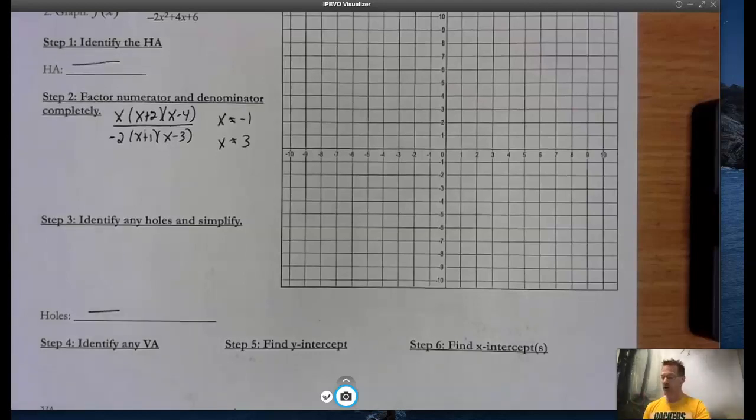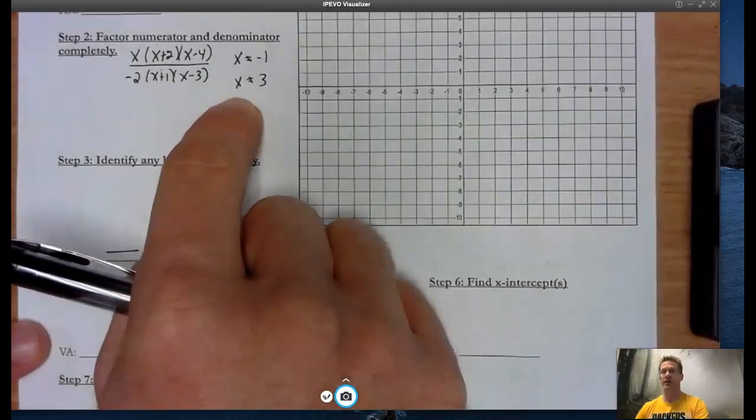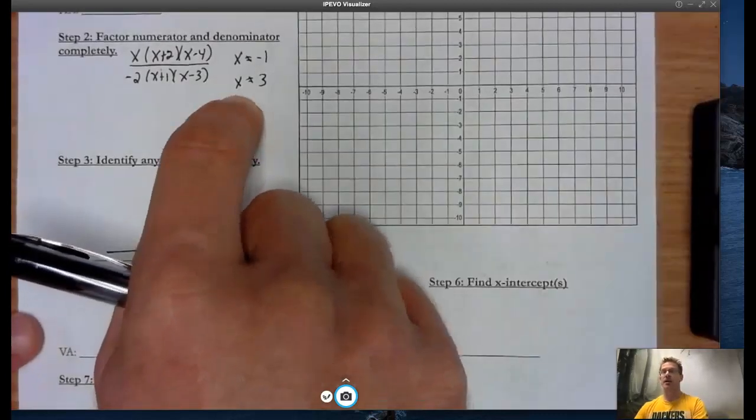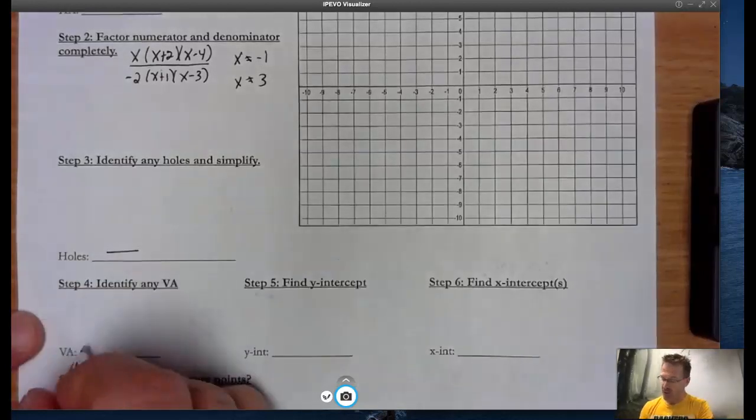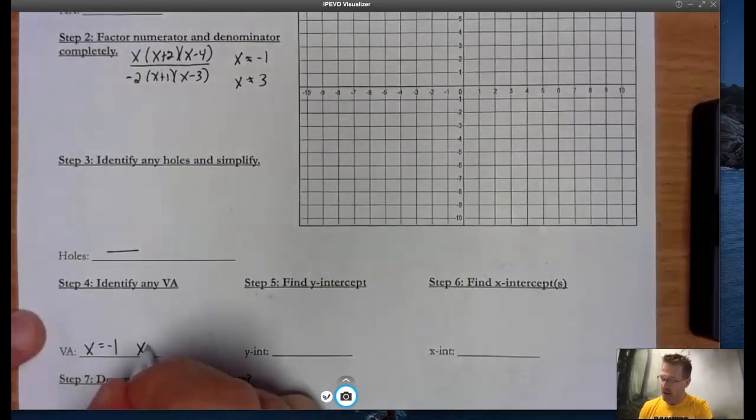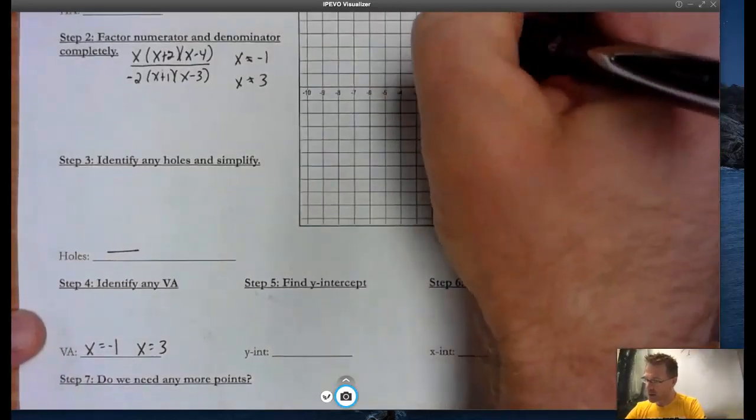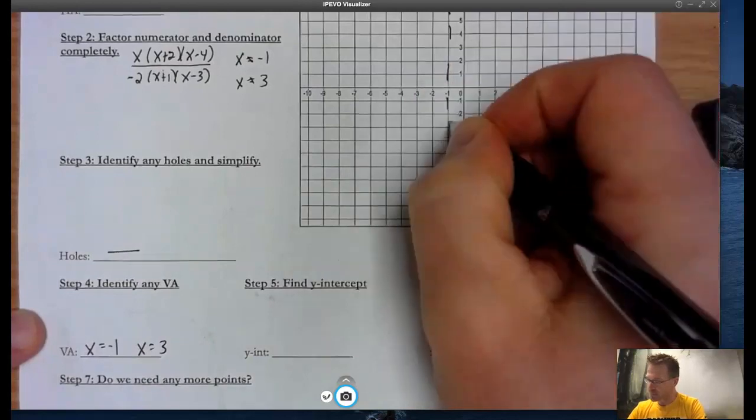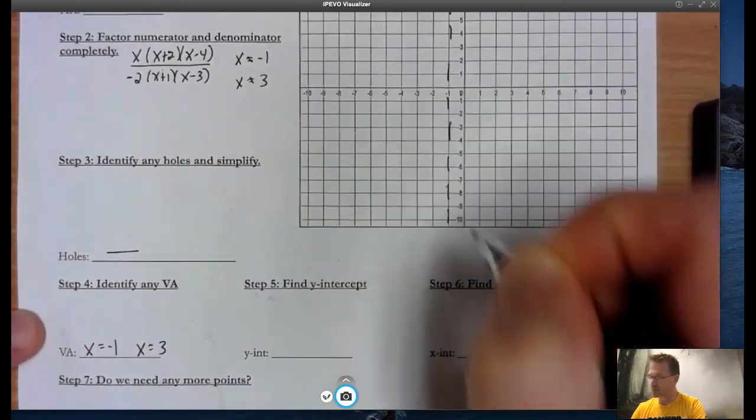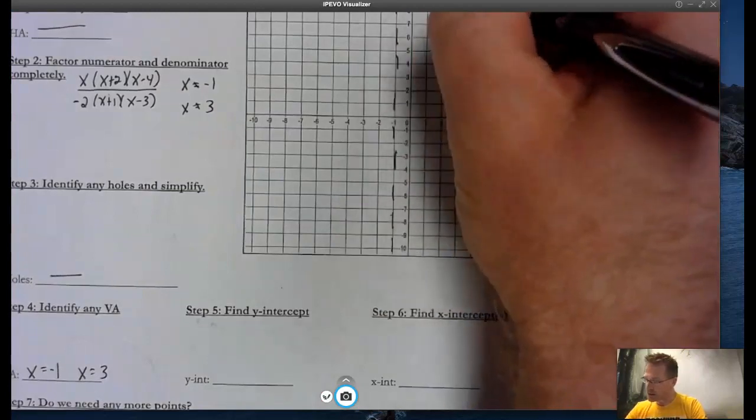Okay, now, vertical asymptotes. Well, what that means is both of our values up here are going to be vertical asymptotes. So we're going to have multiple vertical asymptotes. We're going to have one at x equals negative 1, and we're going to have our second at x equals 3. So let me draw those in real quick. x equals negative 1 here, like so. All right, and then x equals 3 would be right here. Make sure I'm in the right spot.